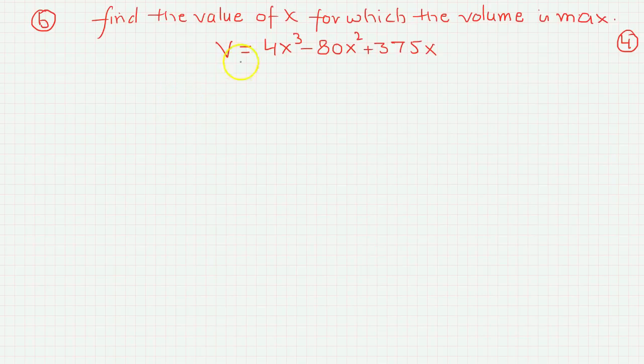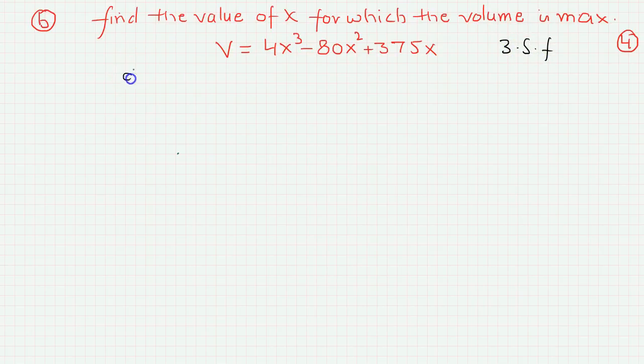Part B of the question is: find the value of x using calculus for which the volume is maximum. You have to find it up to 3 significant figures.